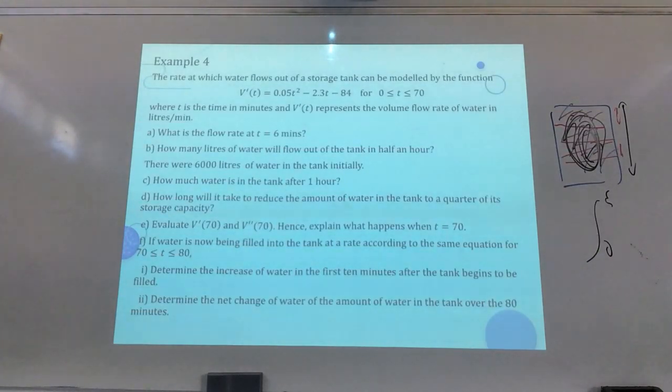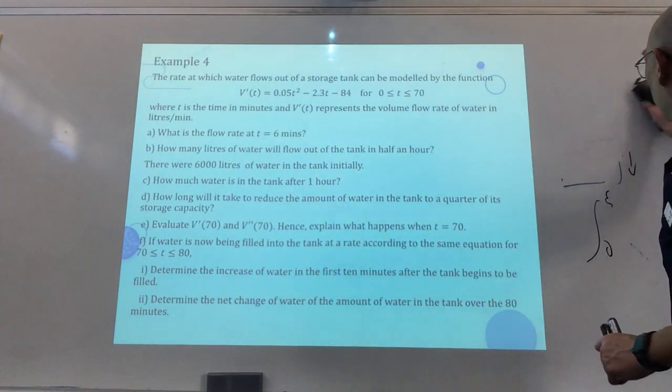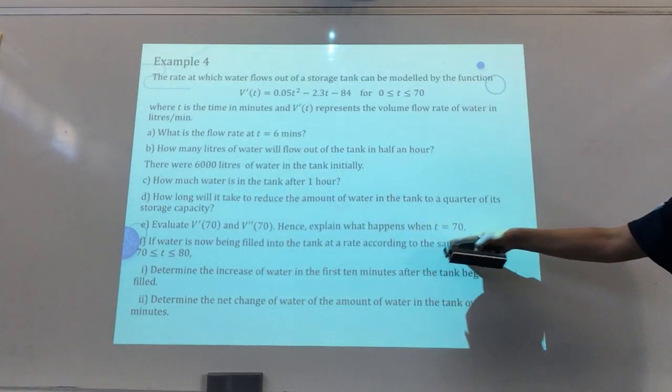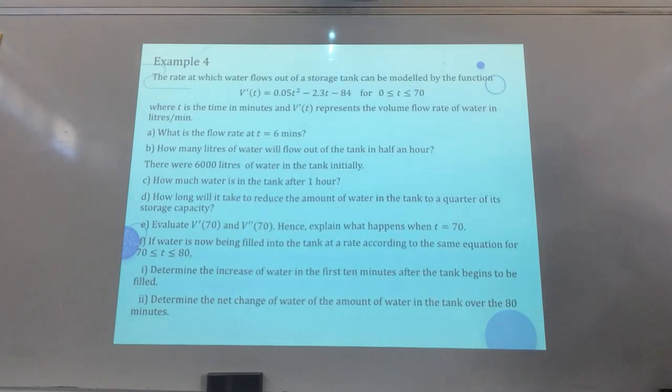Now, with this question, you've got to think about the rate at which the water flows out of the tank, which can be modeled like that. I'll explain it in a few minutes once you start reading the questions, especially when it comes to evaluating that. So this is the rate of the volume of water flowing out of the tank.